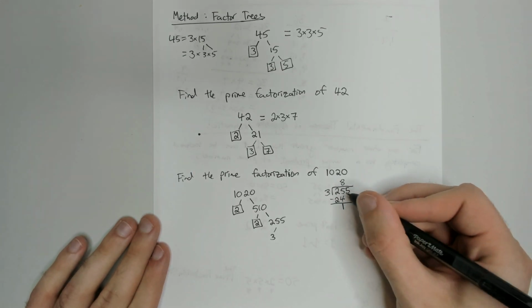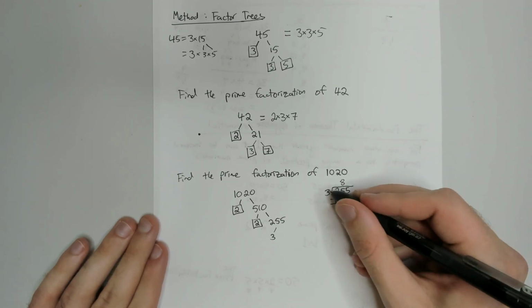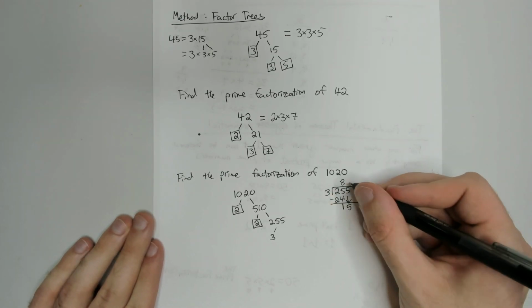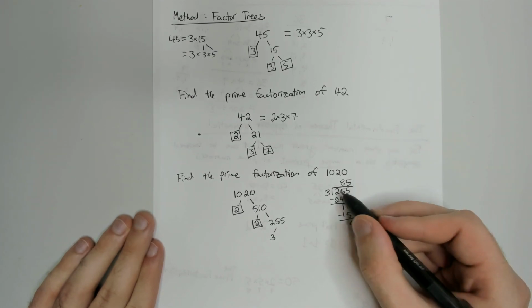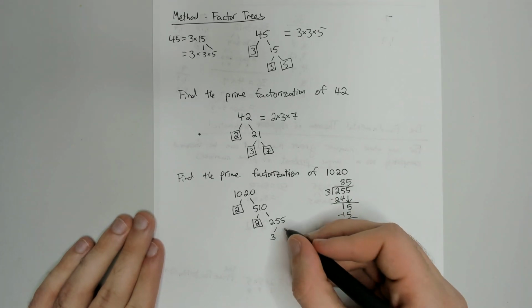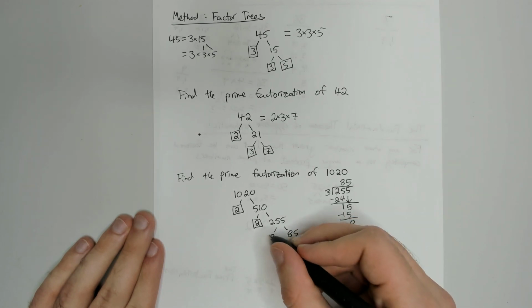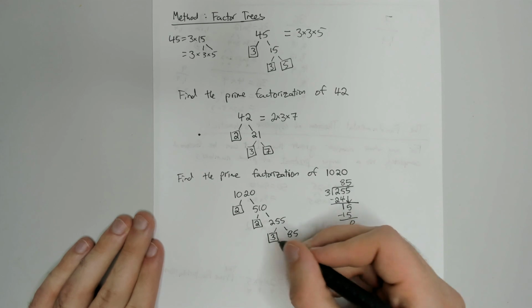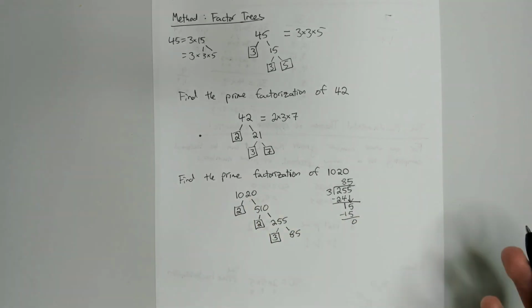Subtract off the 24, we get 1, and then we bring down the 5, and now we see, okay, how many times does 3 go into 15? It goes into 15 5 times. So we subtract that off, and we get that 255 divided by 3 is 85. So we can split up 255 into 3 times 85, and that gives us our next piece of the prime puzzle to see what factors give us 1020.